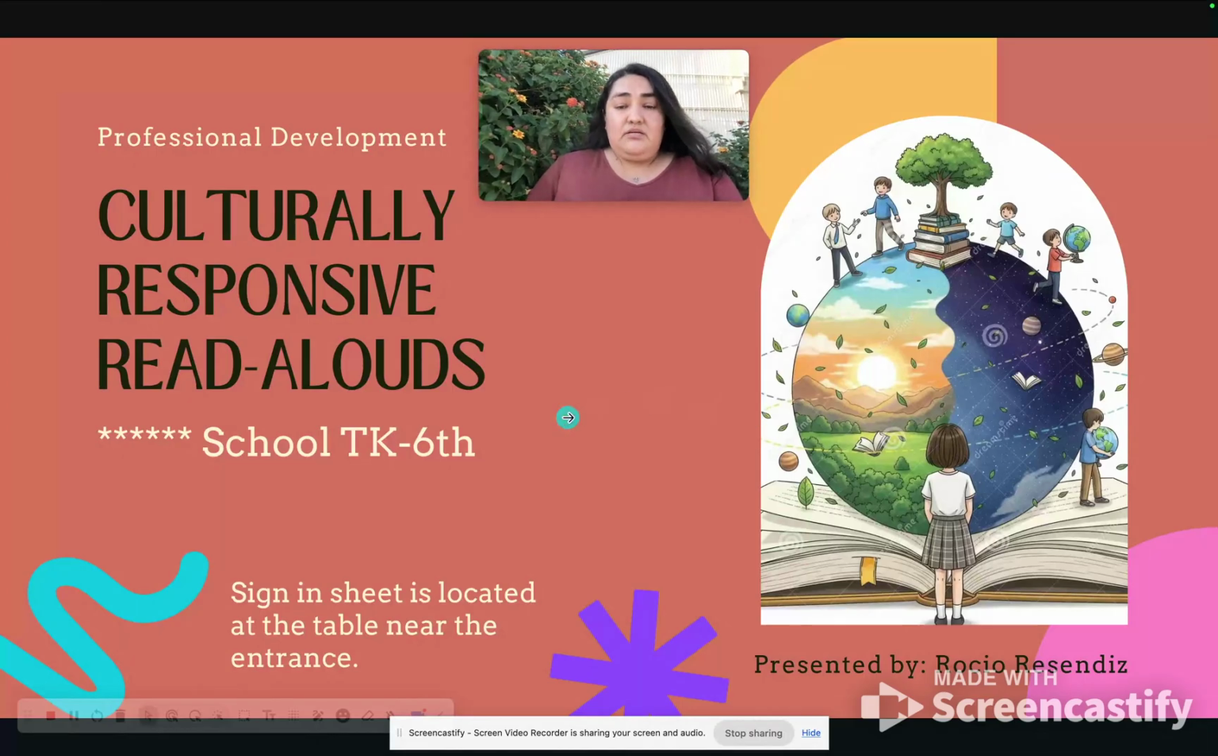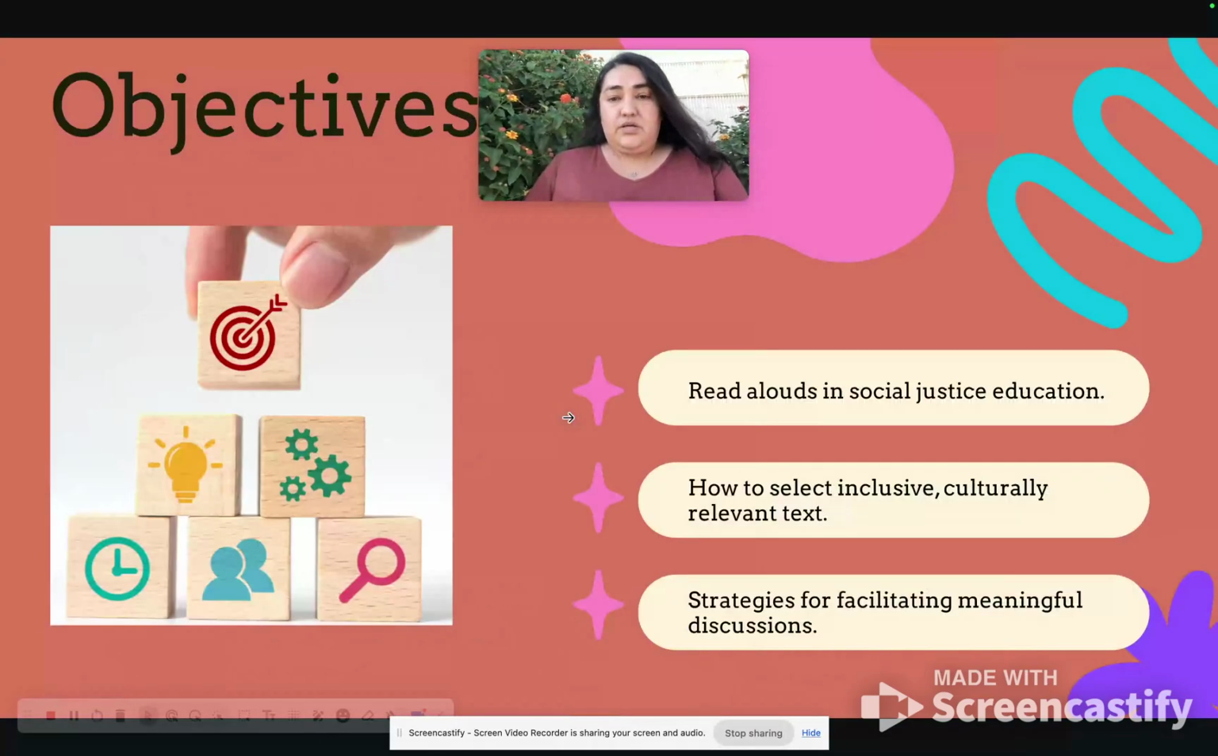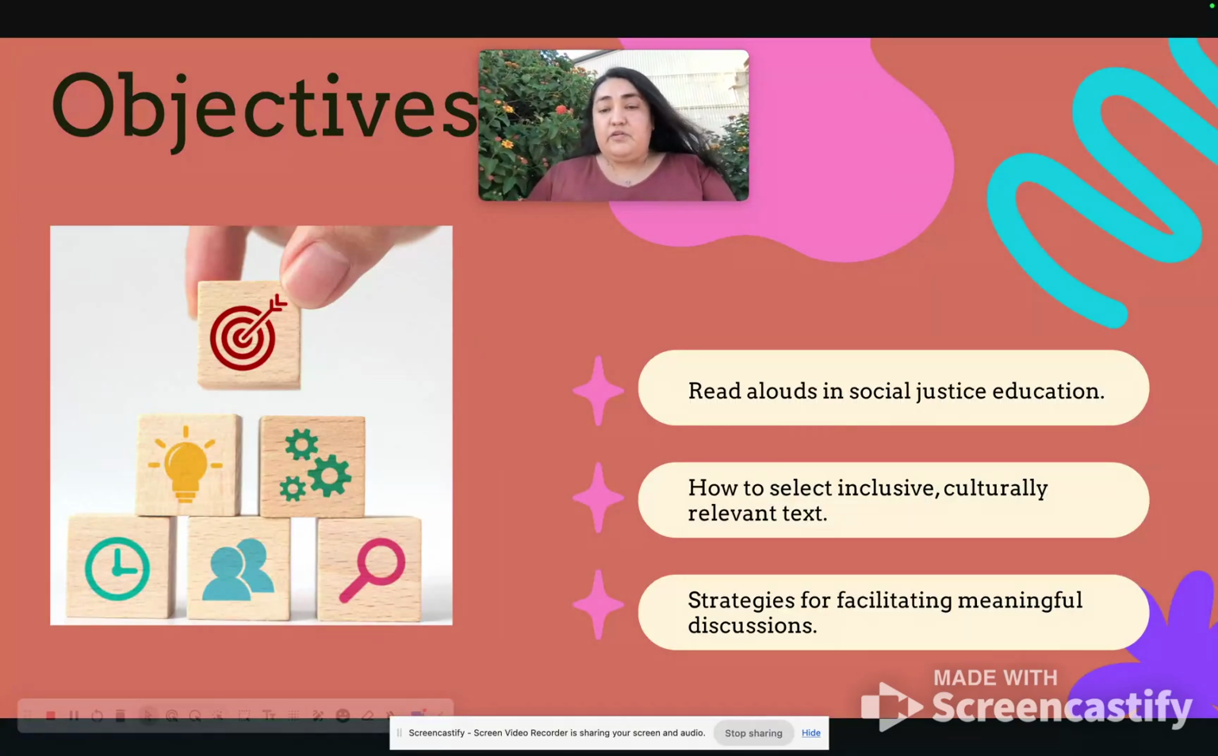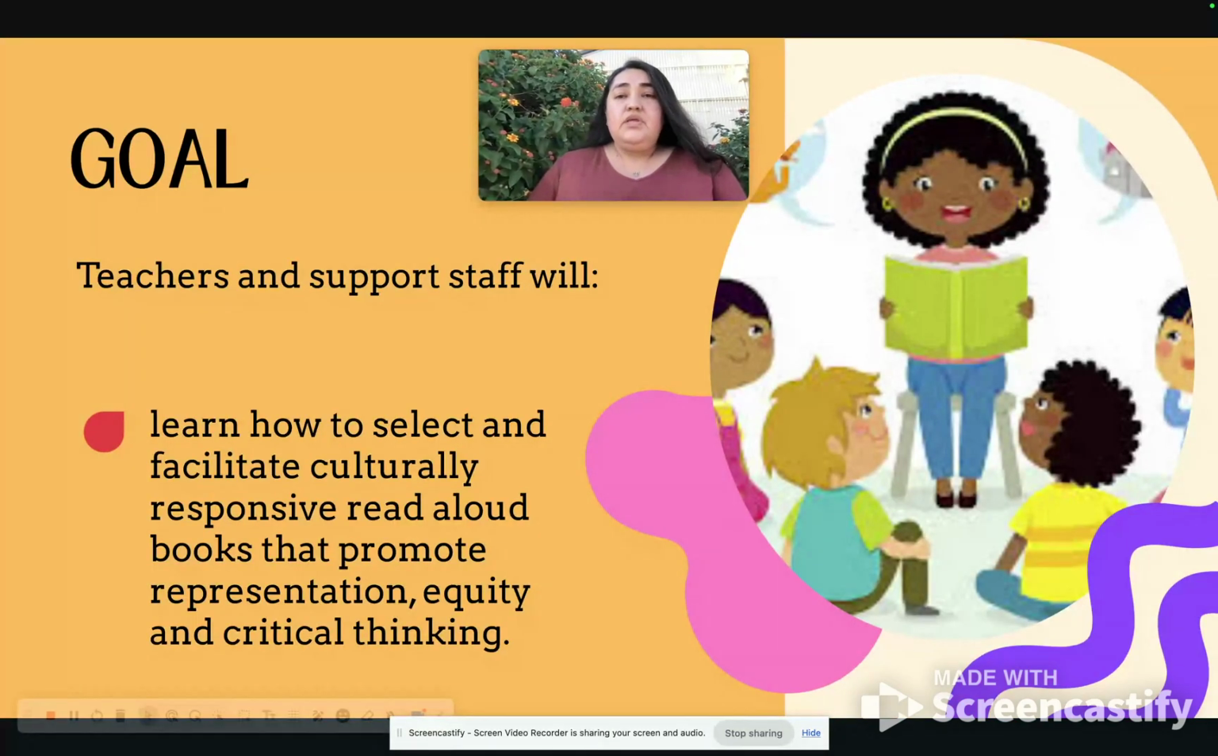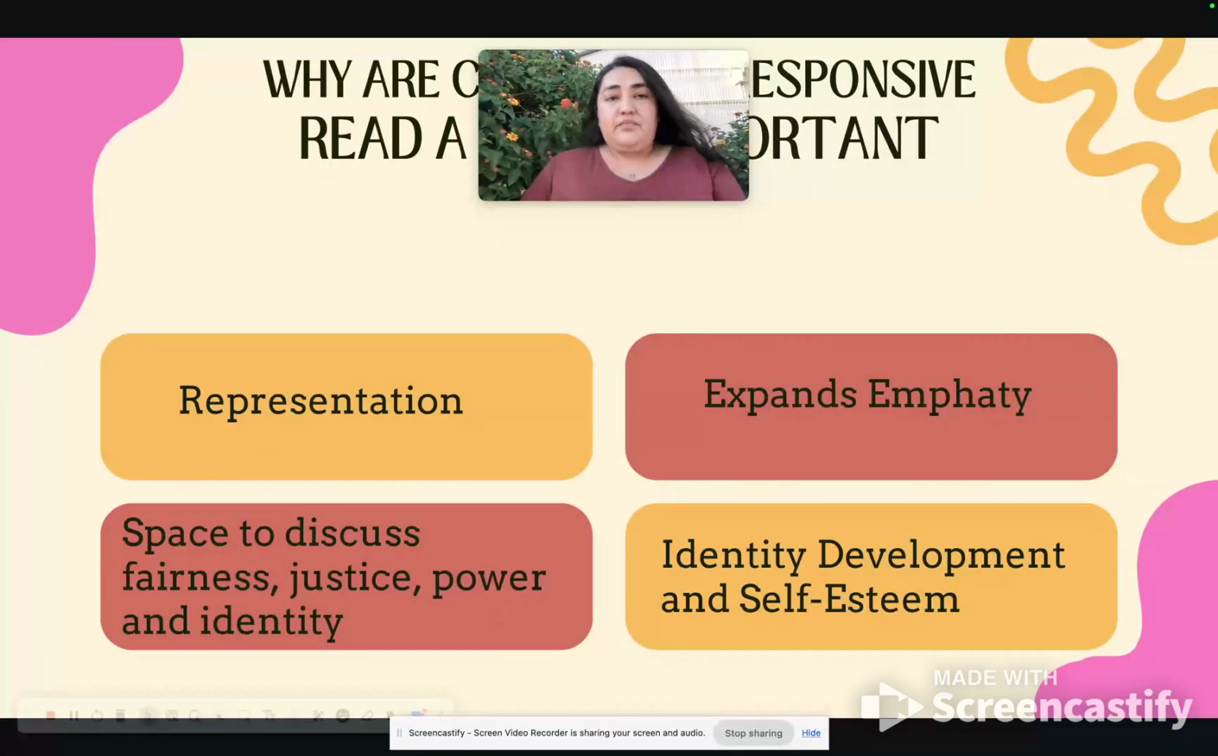So the beginning, I will start with the objectives: read-alouds in social justice and education, how to select inclusively culturally relevant texts, and lastly, strategies for facilitating meaningful discussions. Our goal, after we finish this PD meeting, is that you will learn how to select and facilitate culturally responsive read-aloud books that promote representation, equity, and critical thinking for all students.